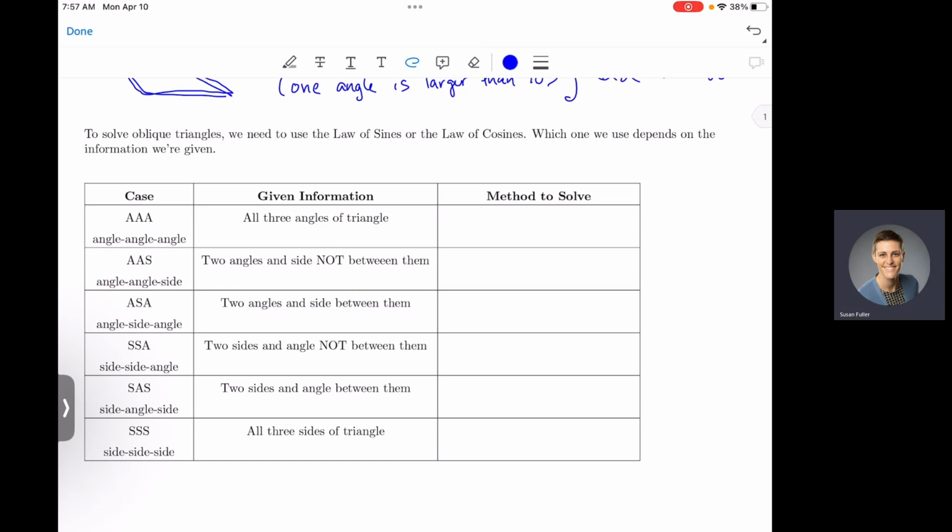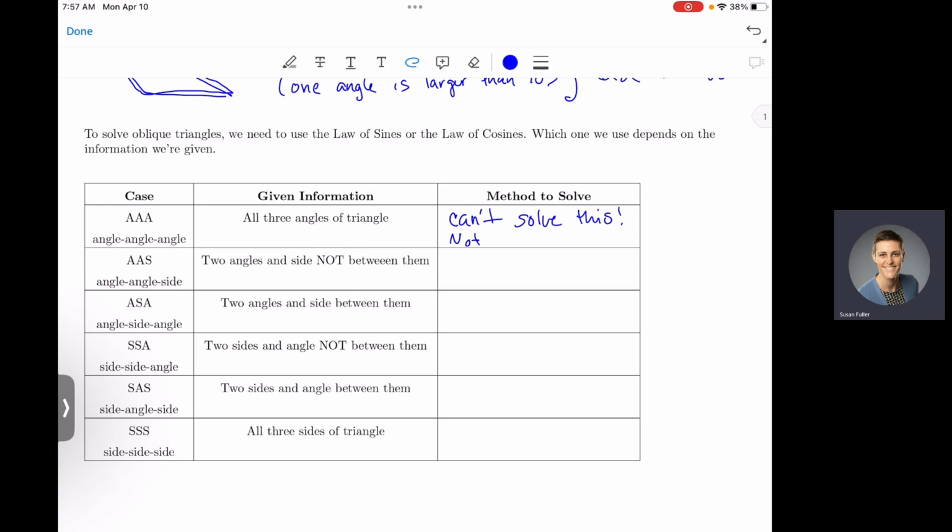Okay, so if we are in an angle, angle, angle case, that means that the information that we're given is all three angles of a triangle. We're missing all of the sides, but we have all three angles. To solve that one, we actually can't solve that one.